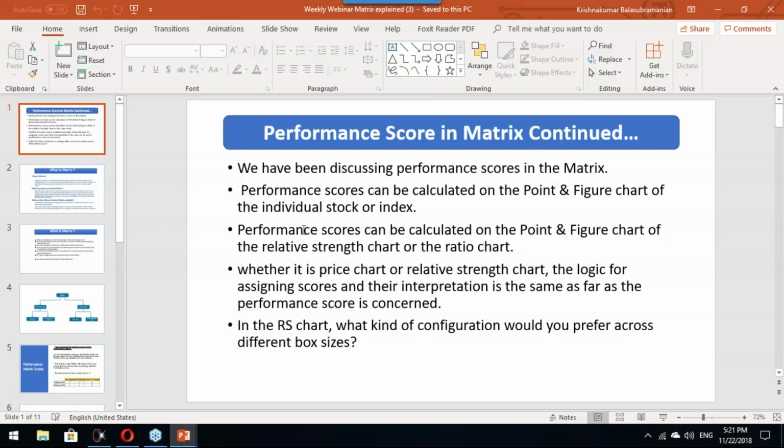So finally, the most important question is the last one. What kind of configuration would you prefer across different box sizes in the RS chart? In the previous week, I gave you some ideas about how to use the matrix output, how to look at the setup in 1% and 0.25% box size, and what to look for in terms of the scores in individual box sizes, right? We were just trying to integrate everything and arrive at actionable ideas. Do you guys remember that?